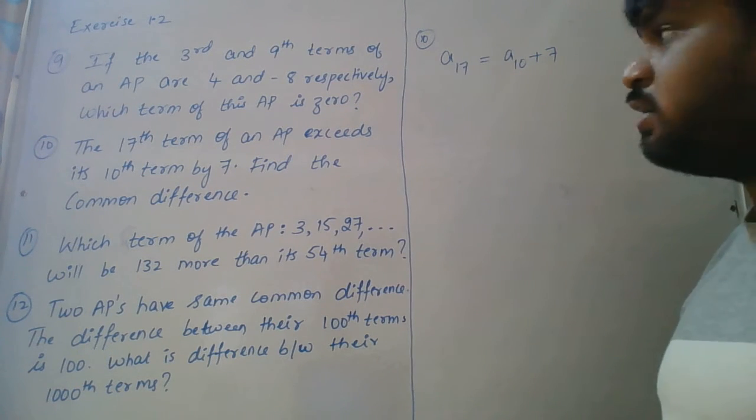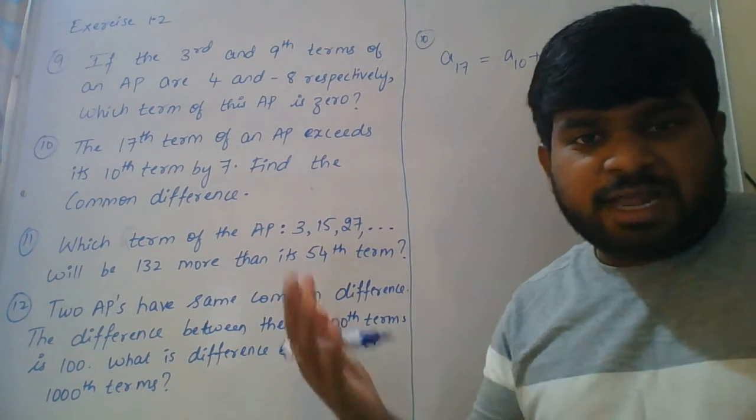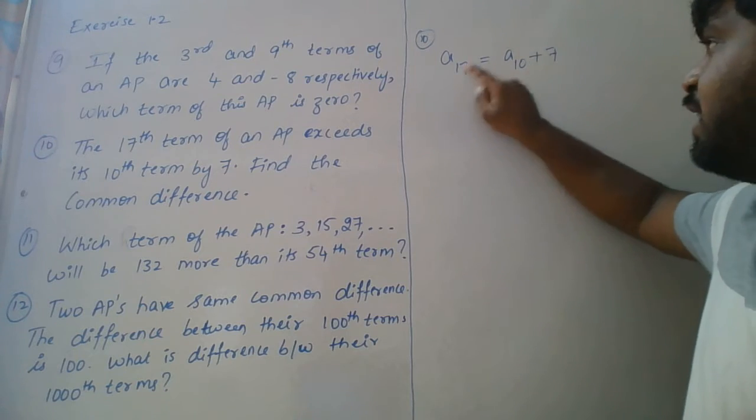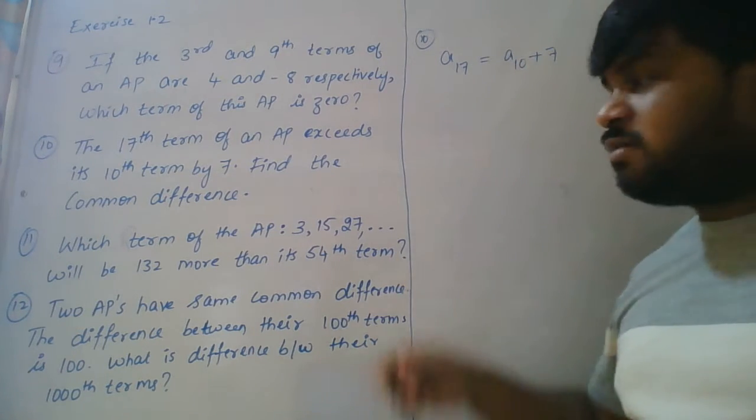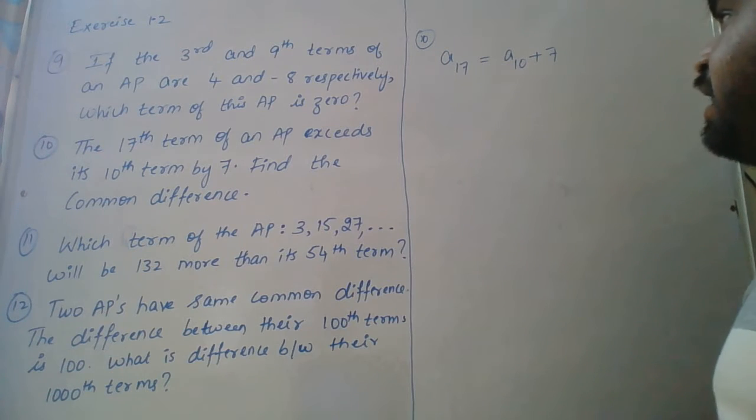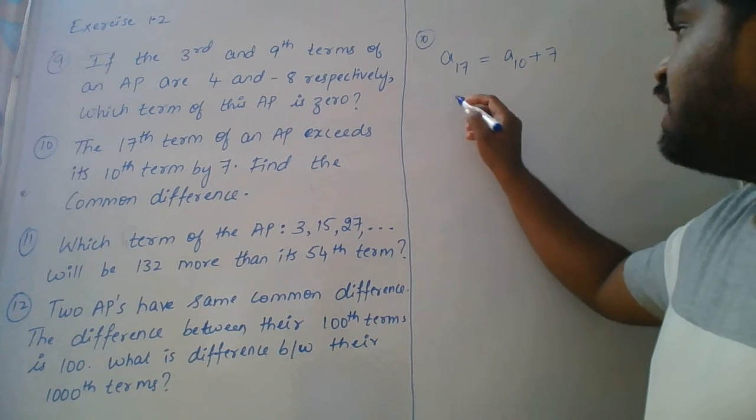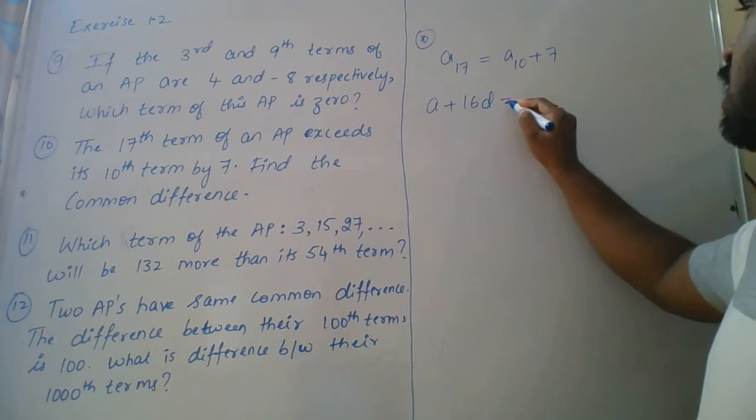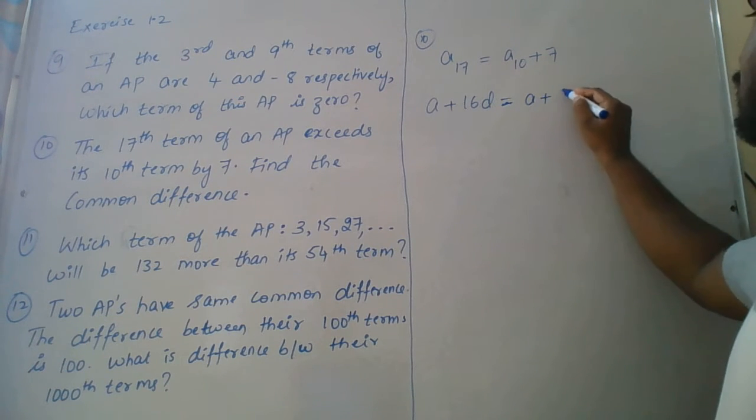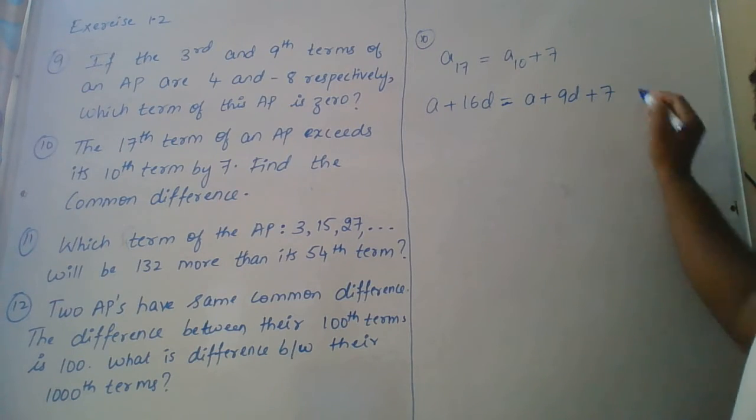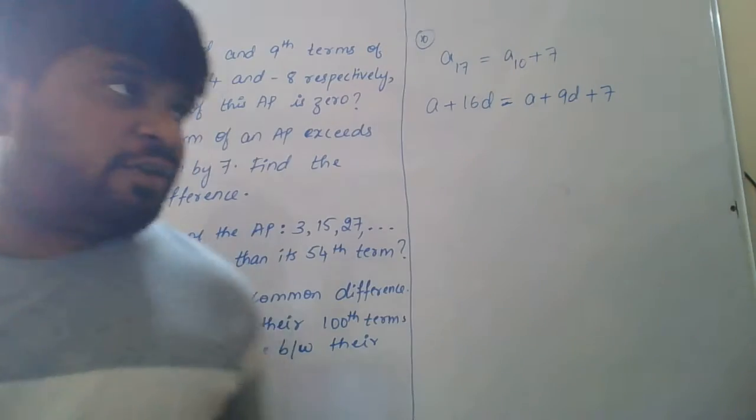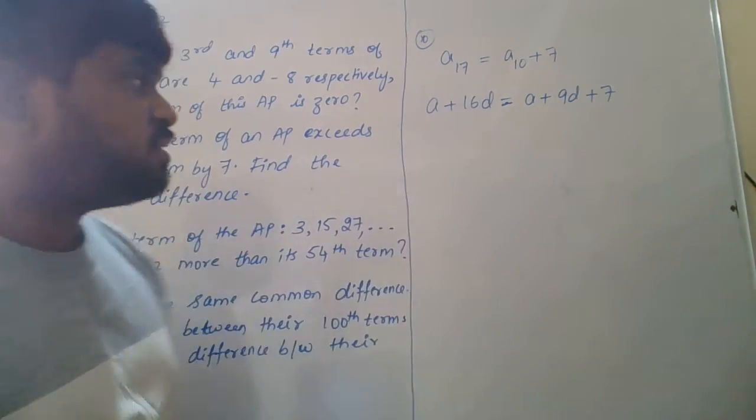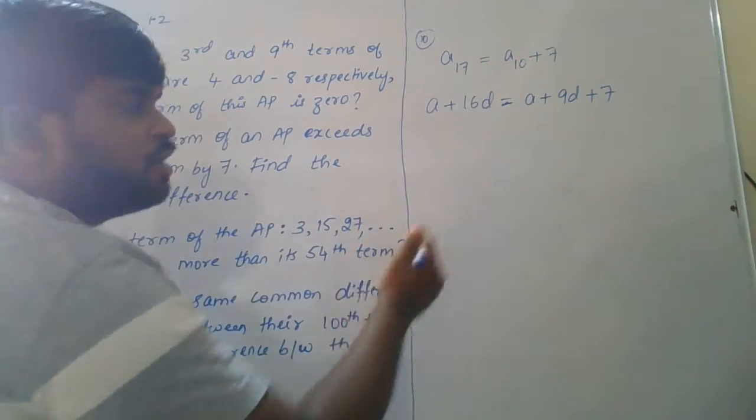So this is how we write it. If the 17th term and 10th term are equal, you will write A17 is equal to A10. But the 17th term is more than the 10th term. By how much? By 7. So A10 plus 7. Now below A17, let's write the formula. A plus 16D equals A10, which can be written as A plus 9D plus 7. And if you observe carefully, the LHS and the RHS both have positive A, so I can cancel it.